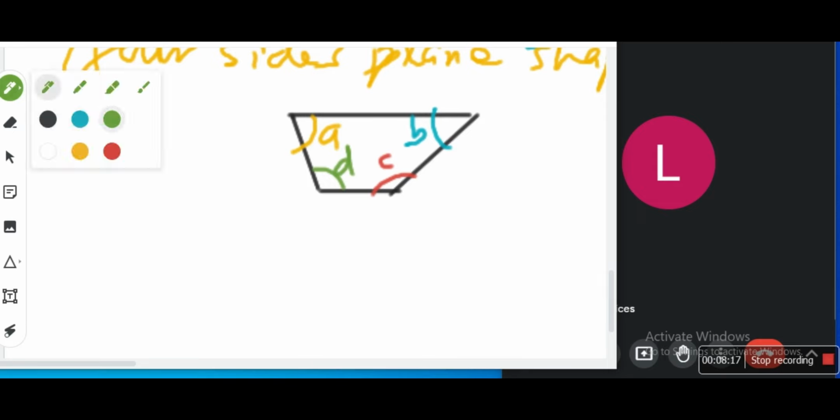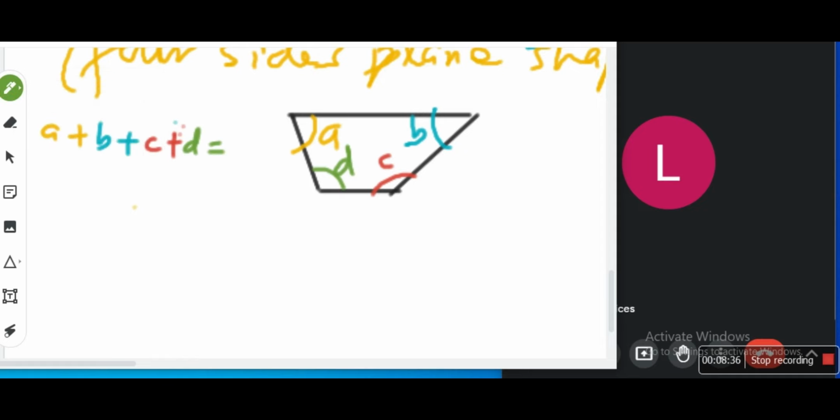So A plus B plus C must give us 180. A plus B plus C plus D must give 360 degrees. So if we know A, B, and C, we can easily get D.